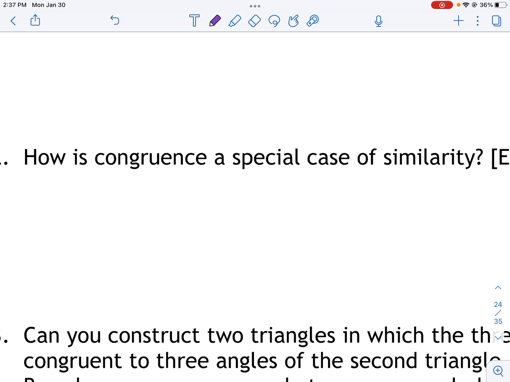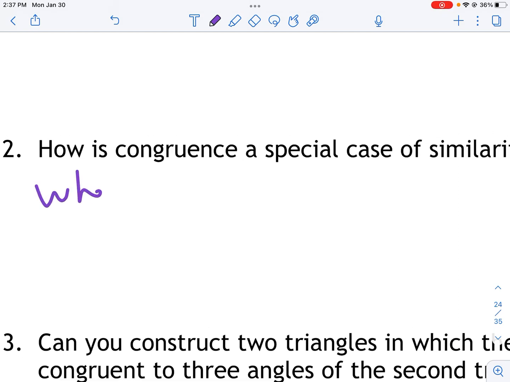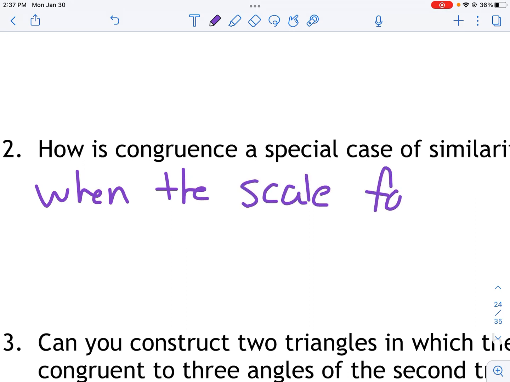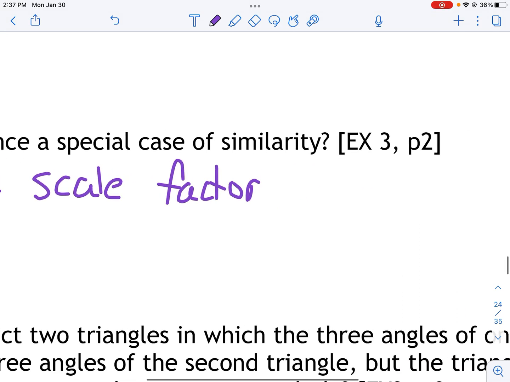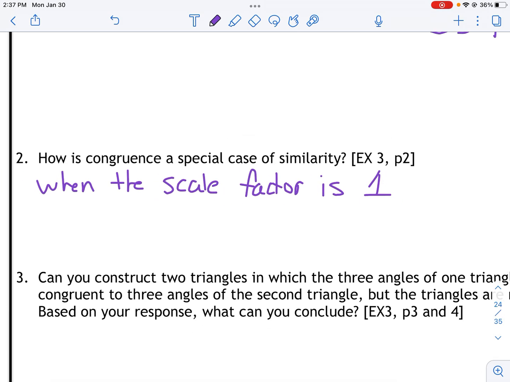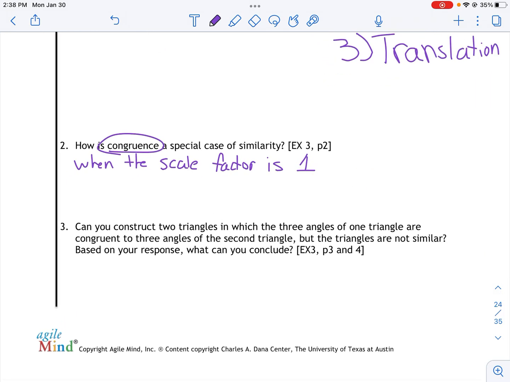Okay, so number 2. How is congruence a special case of similarity? Well, congruence is a similarity, but it is special in the fact it's when the scale factor is 1. Okay? That means that the pre-image and the image are under the same exact dilation. So congruence is a special case of similarity when the scale factor is 1. So all we're going to do is focus on when the scale factor is 1 for when we have congruence.